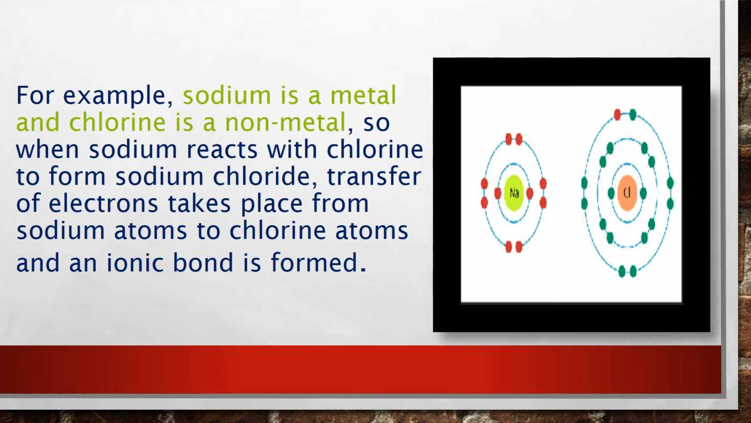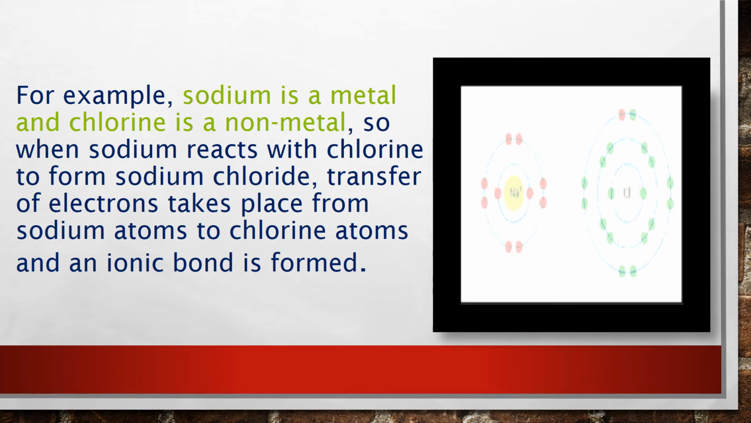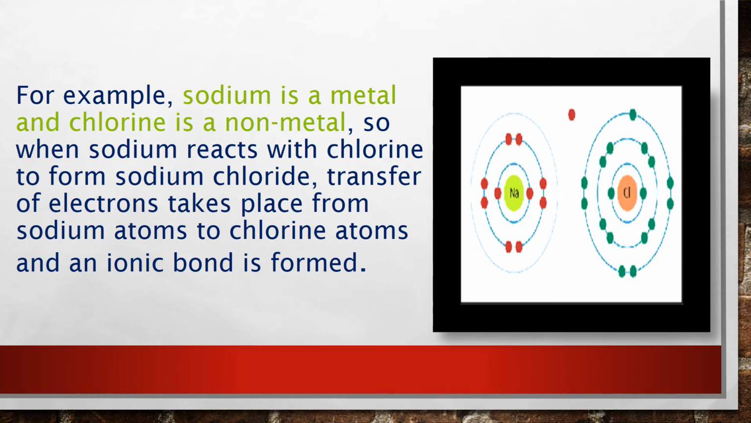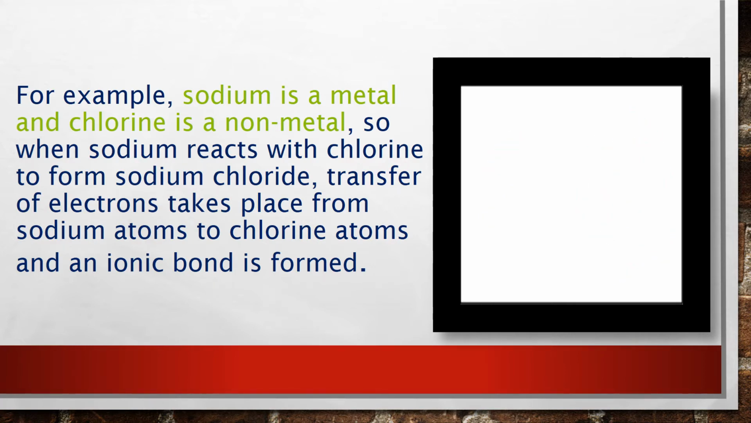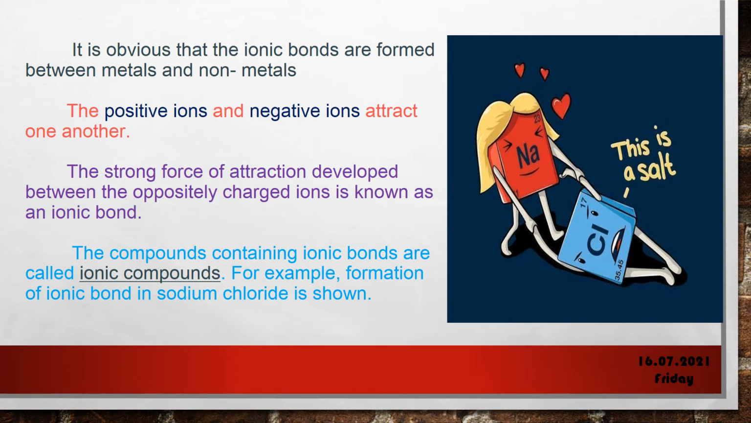For example, as I already said, sodium is a metal and chlorine is a non-metal. So when sodium reacts with chlorine to form sodium chloride, transfer of electrons takes place from sodium atoms to chlorine atoms, and an ionic bond is formed. So it is obvious that ionic bonds are formed between metals and non-metals. See, this is salt, NaCl.